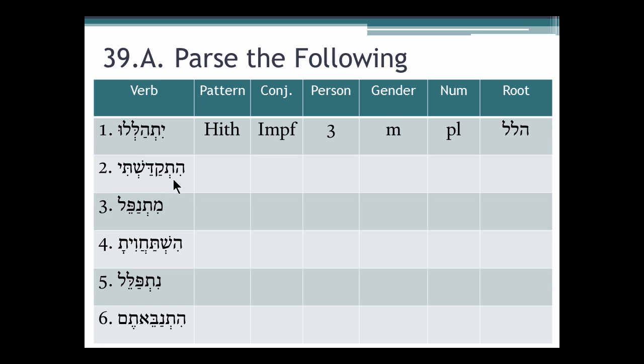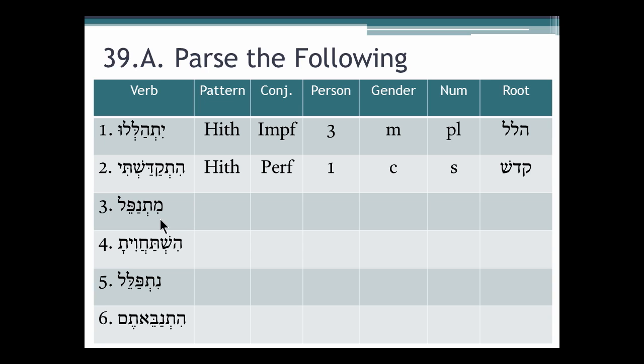Number 2, hithkadashti. Now we can tell from the ti at the end, that's a perfect, a suffix ending for the first common singular. We begin here, hey, is that a prefix? Well, it certainly can be, followed by tav with short i, hith. And then our ending tells us we have a Hithpael perfect, first common singular. Again, Hithpaels are very easy.